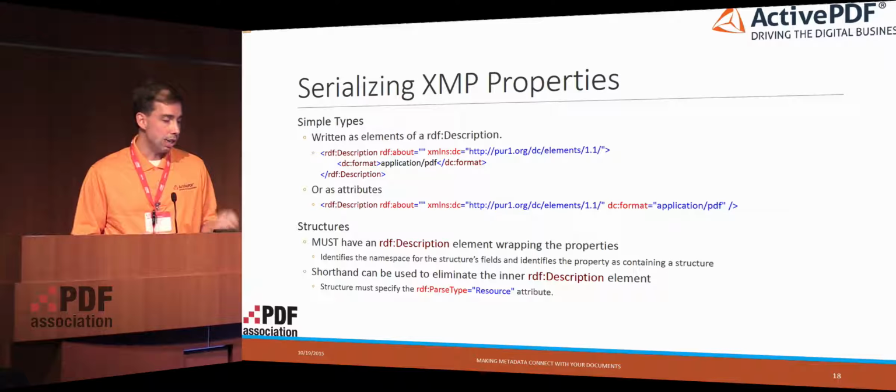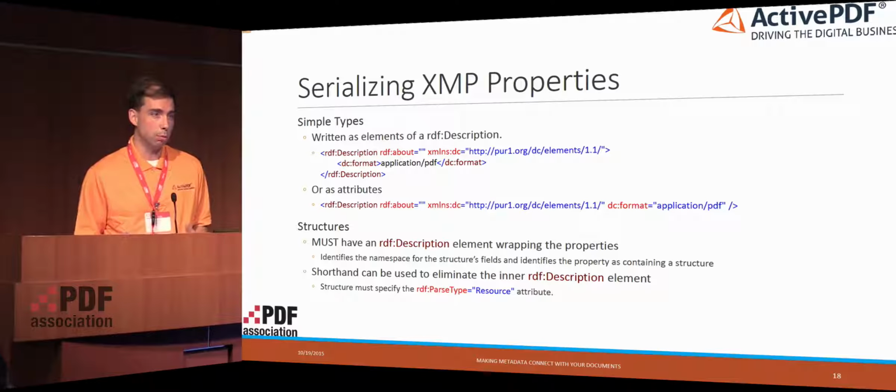But we also have a shorthand where we can use simple types as attributes of the RDF description. And so that's what that second example is showing. We do DC format as an attribute and specify the same value. Which you use is entirely up to you. They're both valid. I personally find that using them as XML elements makes it a lot more readable when you're looking at it as plain text. But the attribute approach makes it a lot more concise and a little bit shorter.